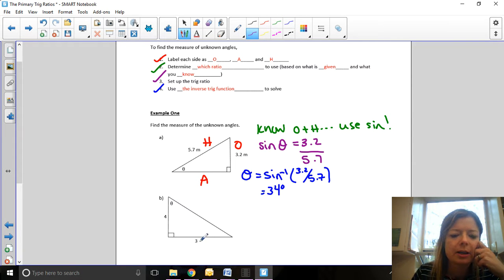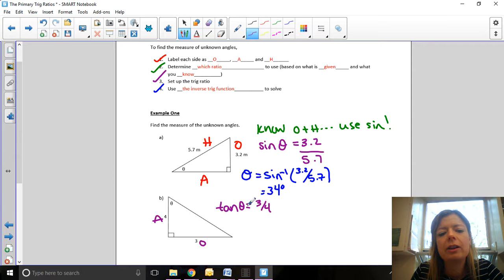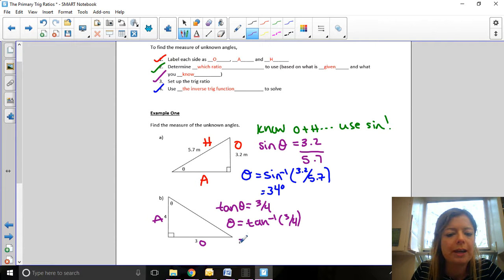Okay, let's try the next one. So in this case, we're given O and A. So therefore, TOA, we should use tan. So tan theta is equal to 3/4. So what angle gives a tan ratio of 3:4? So theta is equal to the inverse tan of 3/4. You put that in your calculator and you get 37 degrees.